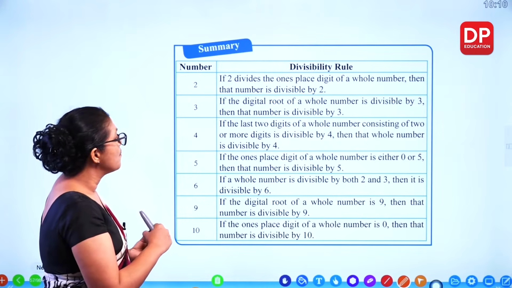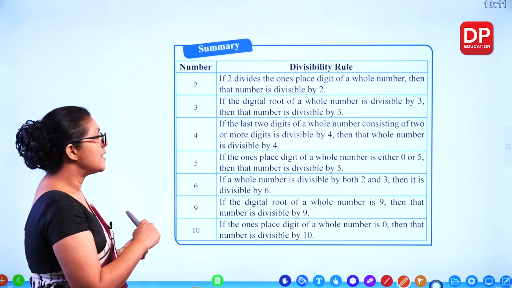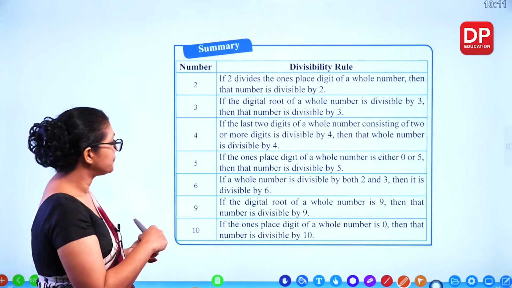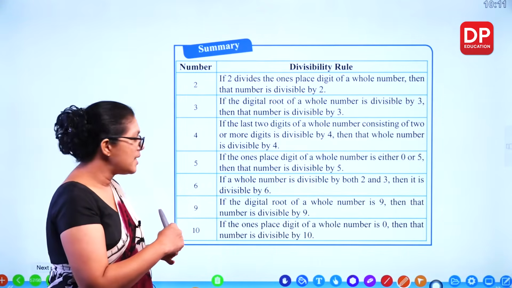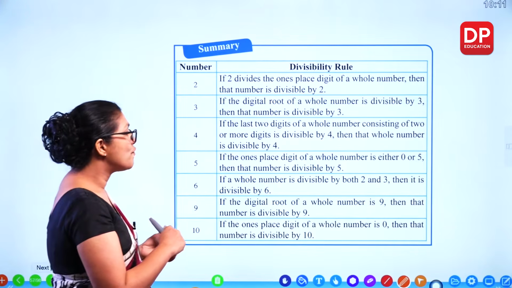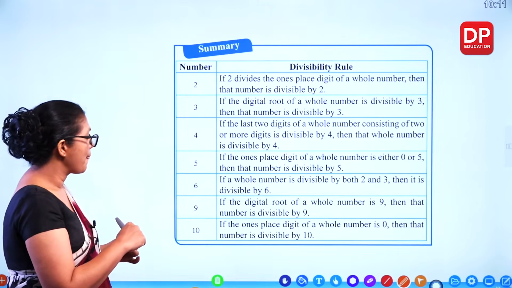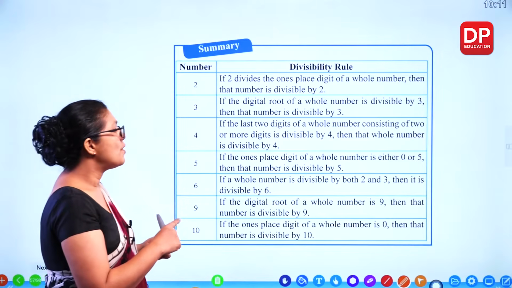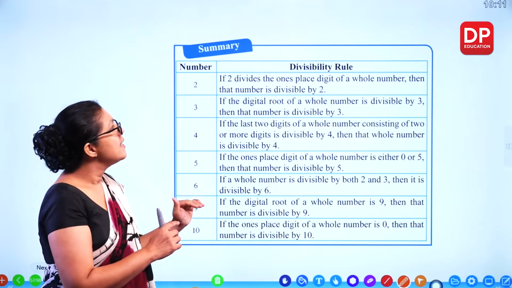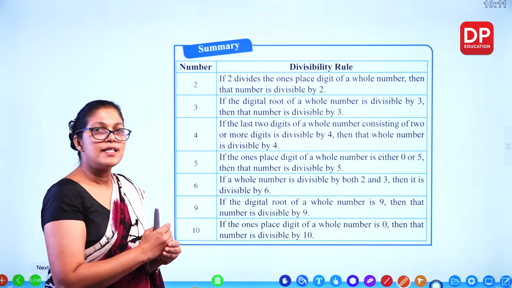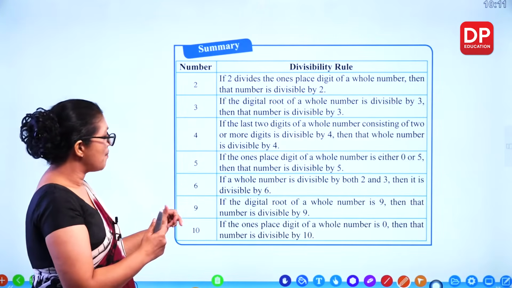How do we identify whether it's divisible by 5? The last digit, the ones place digit, should be 0 or 5. If a whole number is divisible by both 2 and 3, then it is divisible by 6. If the digital root of a whole number is 9, then that number is divisible by 9. If the ones place digit of a whole number is 0, then the number is divisible by 10. So remember all these rules, then you can identify whether any number is divisible by these numbers.